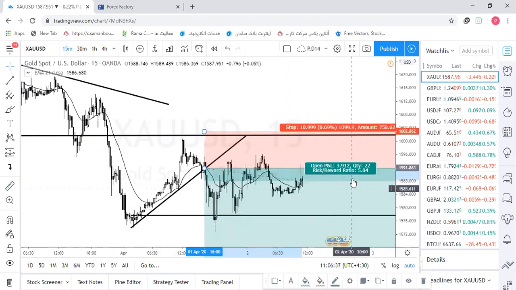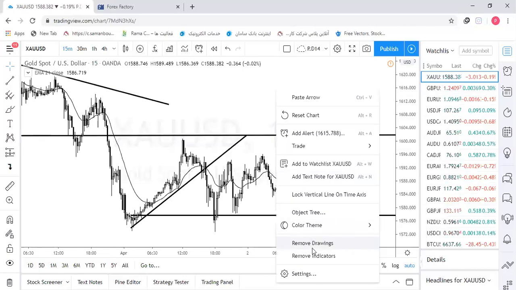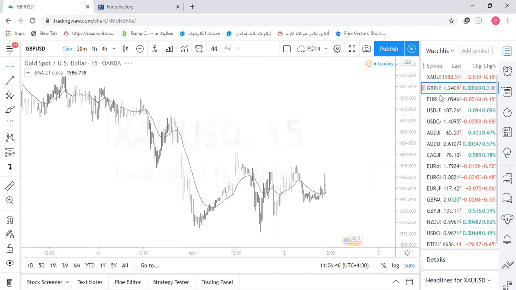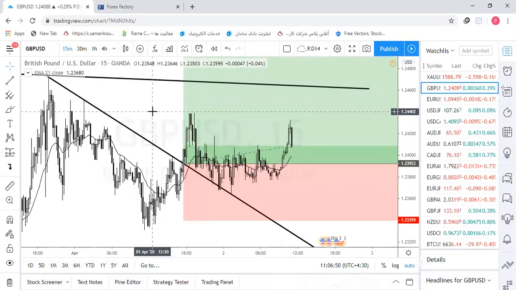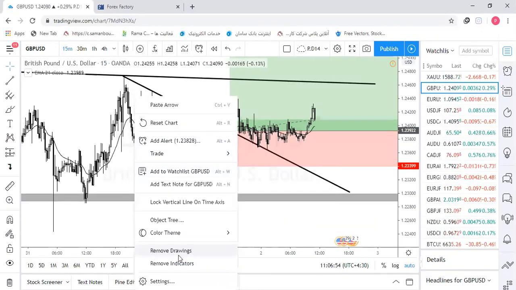Actually, I did not take that myself. But anyway, I told you about this. And in GBP USD, we had this entry. And I think we stopped out in break even in both positions.